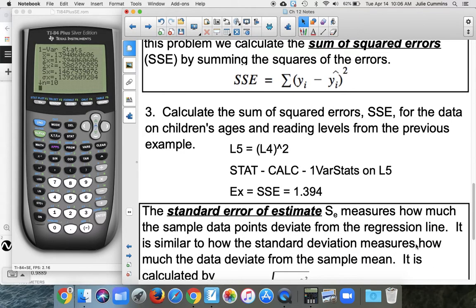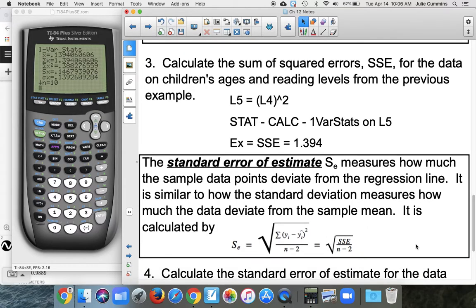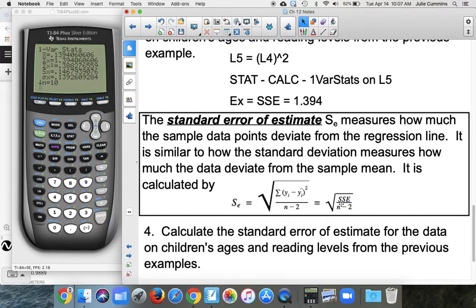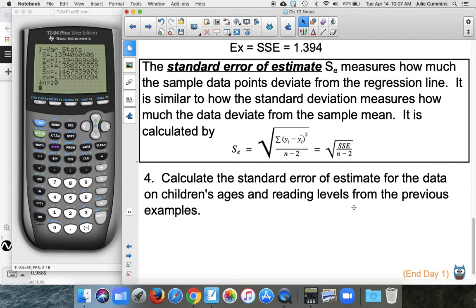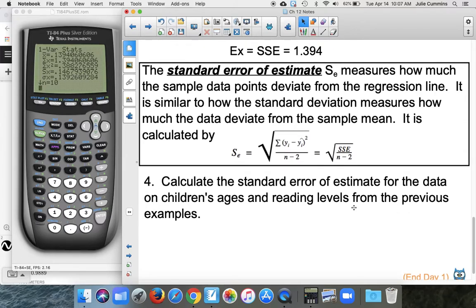Now, something else that we calculate with this is called the standard error of estimate, S sub E. It measures how much the sample data points deviate from the regression line. So it gives us another number that shows how far away all of these points on the scatter plot are from the line. Think of this as like standard deviation. It measures how much the data deviates from the mean, but instead of from the mean, it's how much the data deviates from the line. The formula is the square root of the sum of squared errors divided by n minus 2. We can definitely do this by hand, and then I'll also show you how your calculator does it.